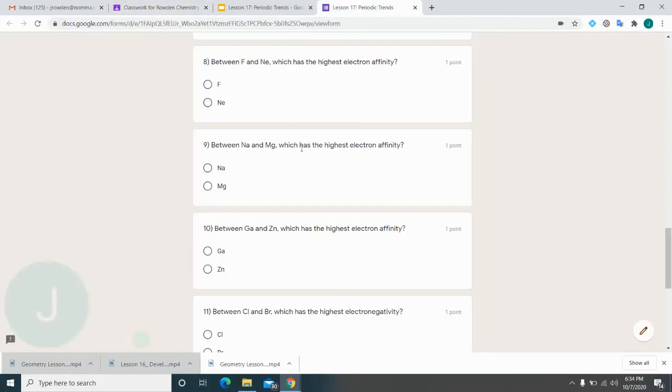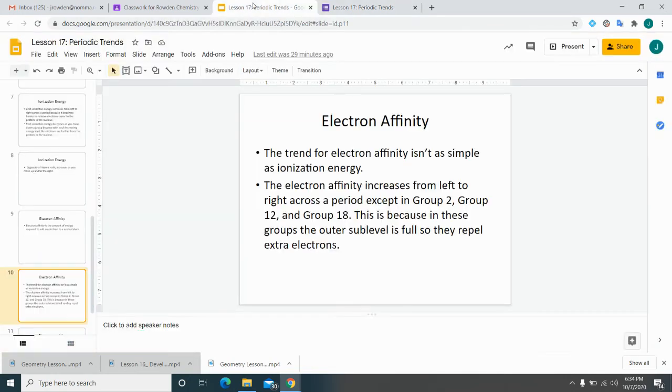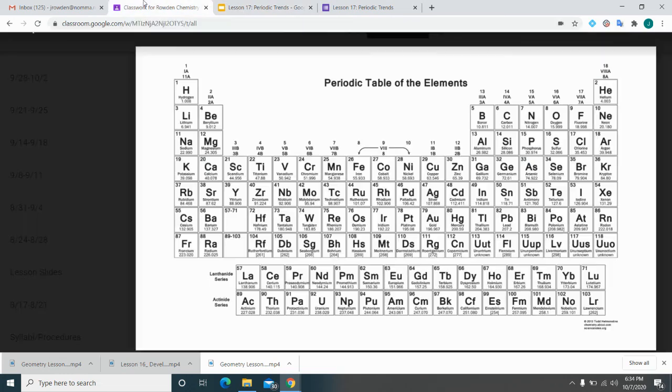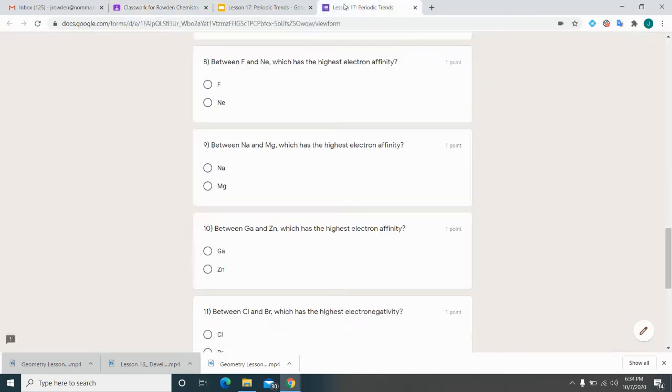Okay, so with that, I want you to try to do 8, 9, and 10. So press pause, do 8, 9, and 10, and then press play, and I'll go over it. Okay, F and Ne. Fluorine and neon. Here's fluorine, here's neon. The trend is that the one to the right is going to have a higher electron affinity. However, if you're in 18, you're actually going to be the lowest. So F will have the highest. So for number 8, your answer should be F.